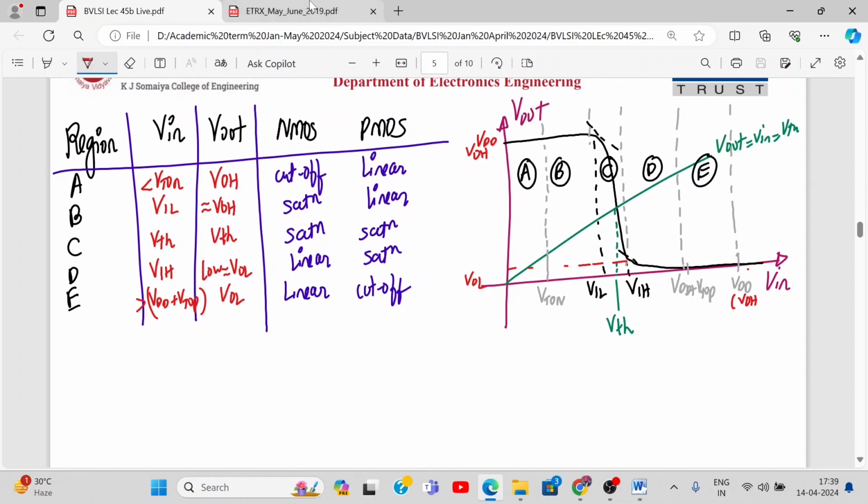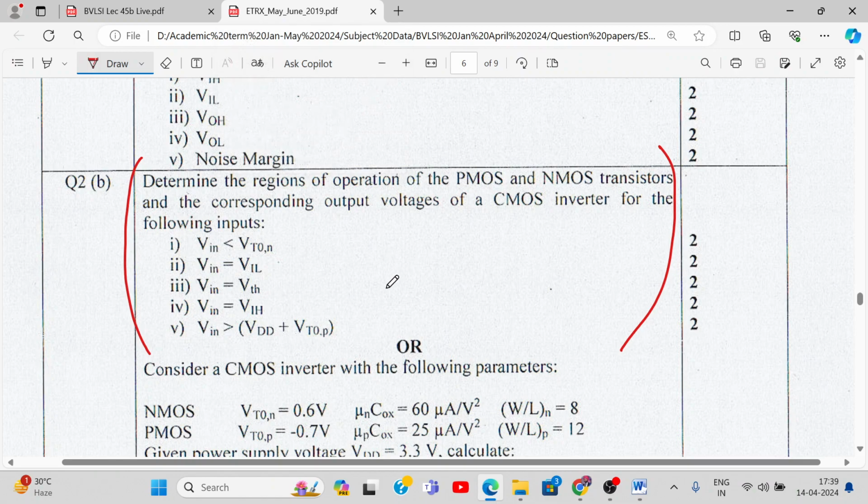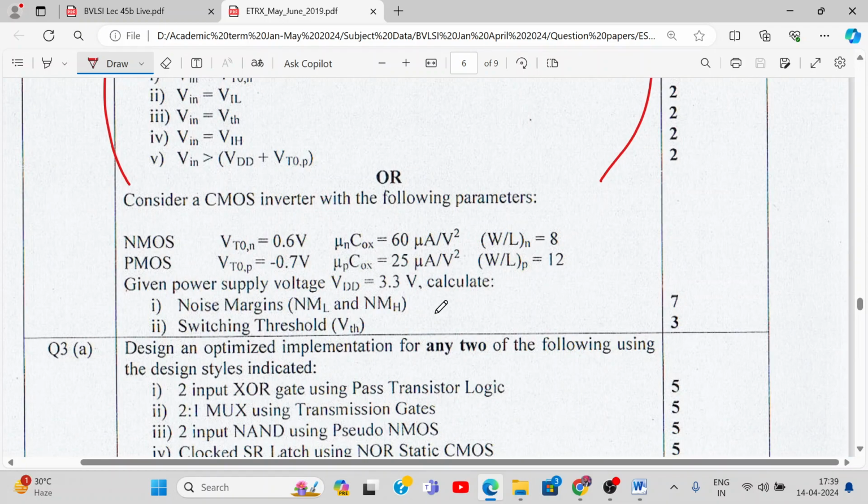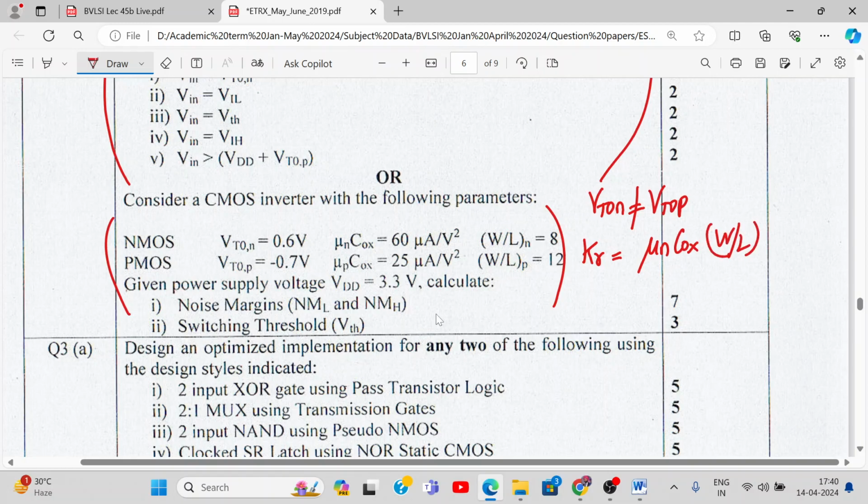Okay, can I go back to the PDF? Yeah. So now the data is given in this form. Can you tell me how to solve this further? Anyone? It's nothing new. You solve VTON is not equal to VTOP. Tell me how to find KR over here. What is KR? Mu n Cox W by L of n, correct? Divided by mu p Cox W by L of P. That's it.